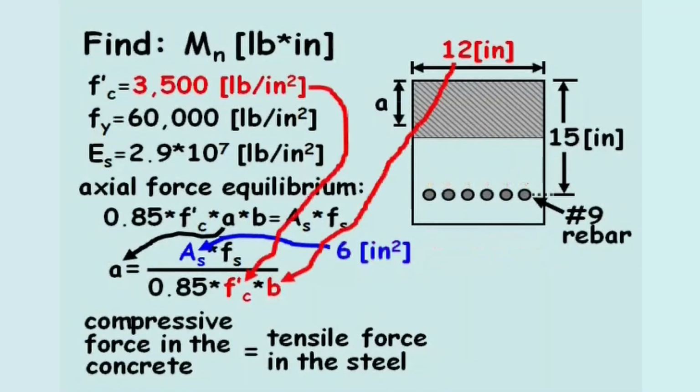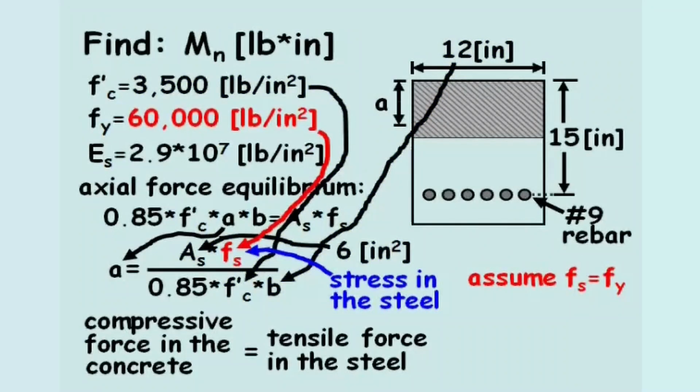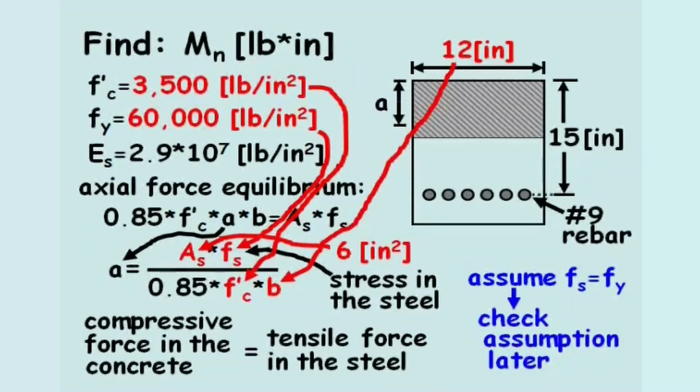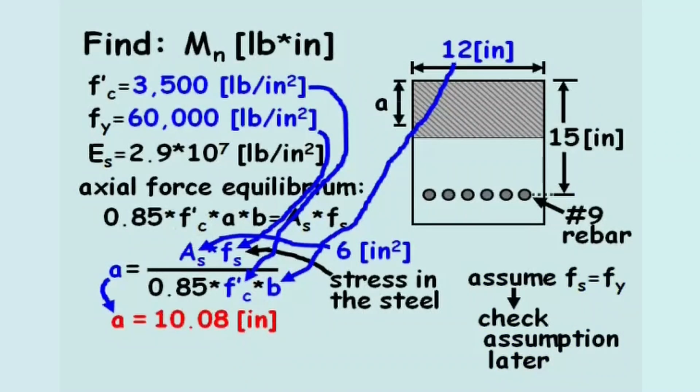Since we already know the compressive strength of the concrete, F prime C, and the beam width, B, the remaining variable to compute is the stress in the steel, Fs. At this point in the analysis, it is typical to assume that the steel yields, and that the stress in the steel equals the yield stress of the steel. We'll check to assure that this assumption is valid later in the problem. After plugging in all the variables, we compute A equals 10.08 inches.